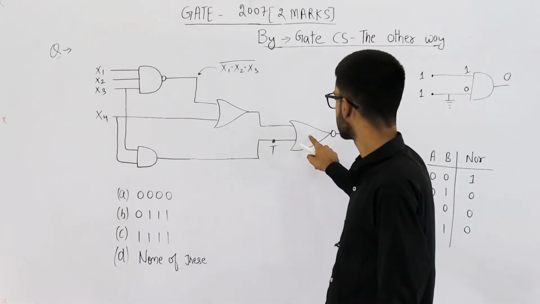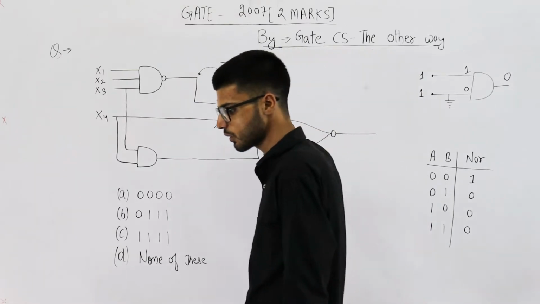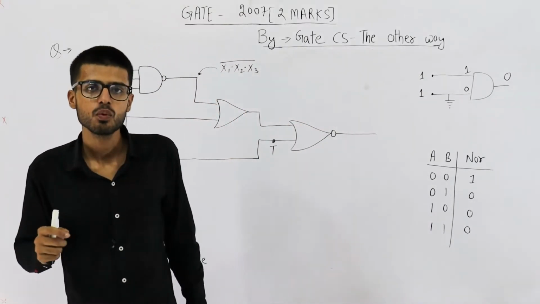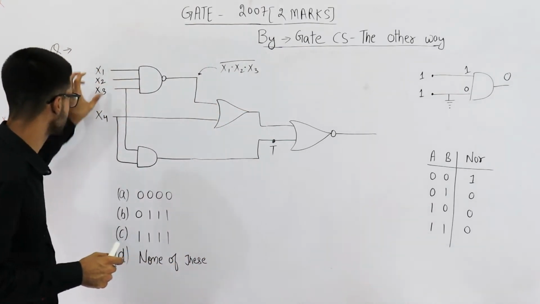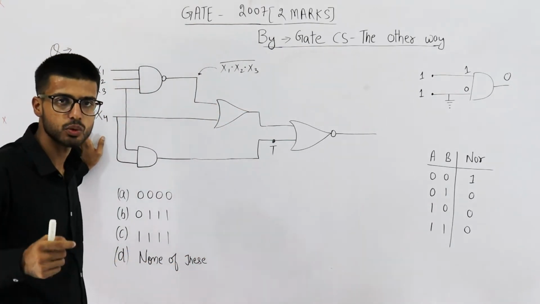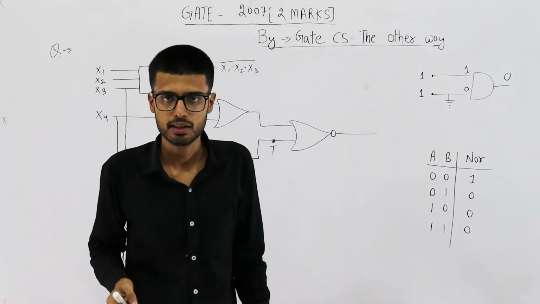So that means this one input of NOR gate will never be 1. It will always remain 0. And we are required to find out the values of these inputs x1, x2, x3, which when applied to this circuit will help us to detect the fault.